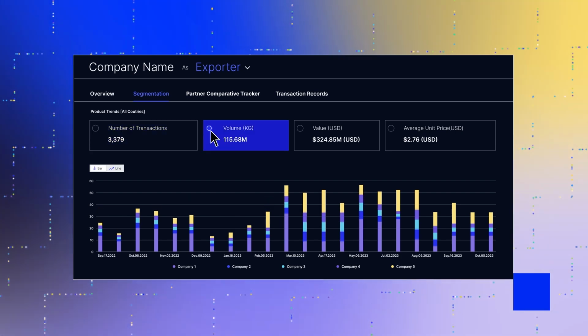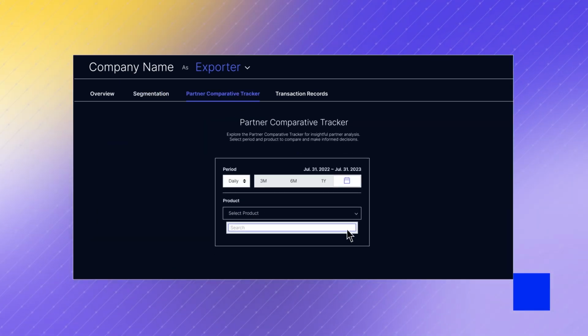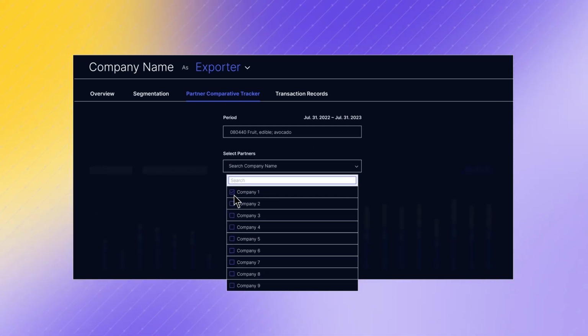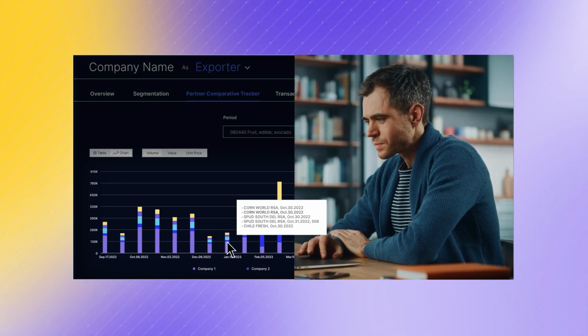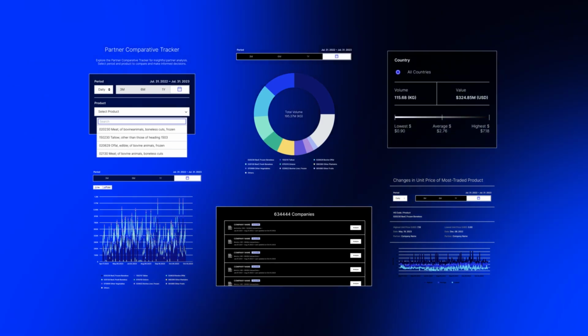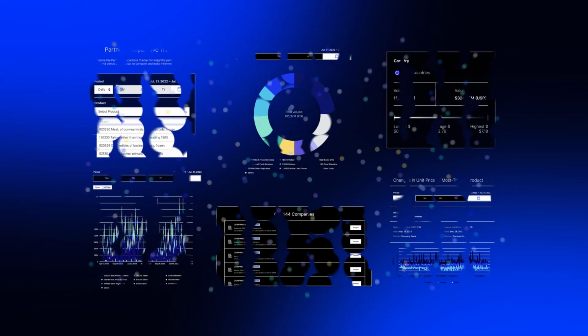Compare and analyze to evaluate potential partners and get visibility on your competitors. With data that enables you to negotiate pricing more competitively, monitor buyer-supplier activity accurately, and grow your business effectively.